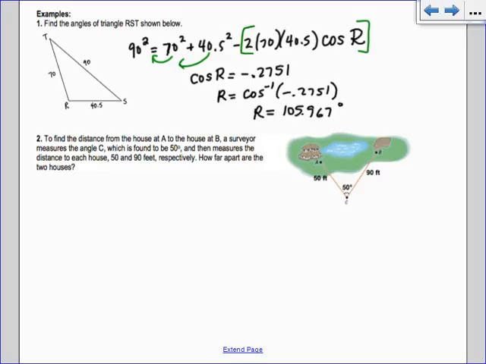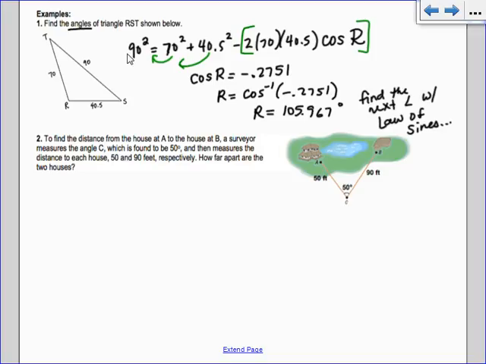you get R equals 105.967 degrees. Okay, and then it says find all the angles, so then you would find the others with law of sines. I'm not going to waste your time with that, but you could find each one if you wanted to.